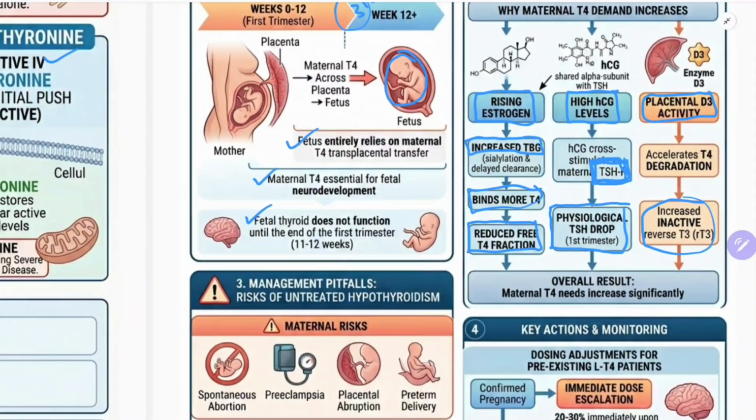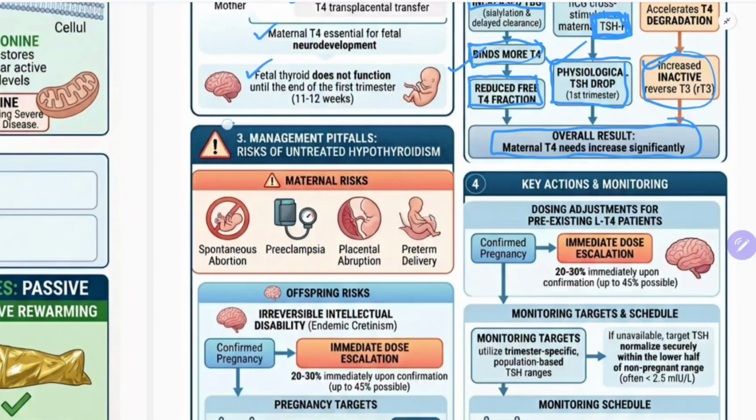So because of these three reasons, reduced free T4 fraction, physiological TSH drop, and inactive reverse T3, overall maternal T4 needs will increase in pregnancy. Very important thing. Now, what are the management pitfalls?